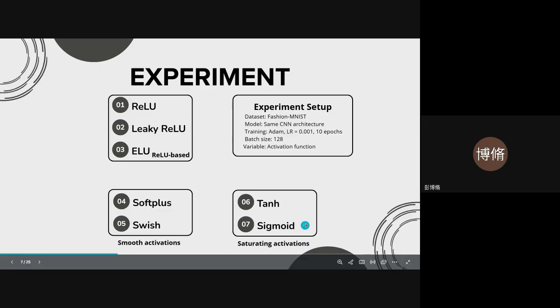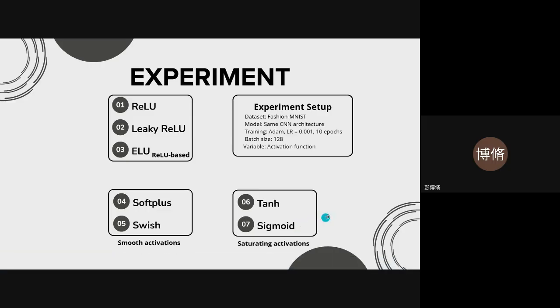In this experiment, we compare different activation functions under the same CNN setting. We use Fashion-MNIST as a data set and keep the model architecture, optimizer, learning rate, batch size. The only variable we change is the activation function.